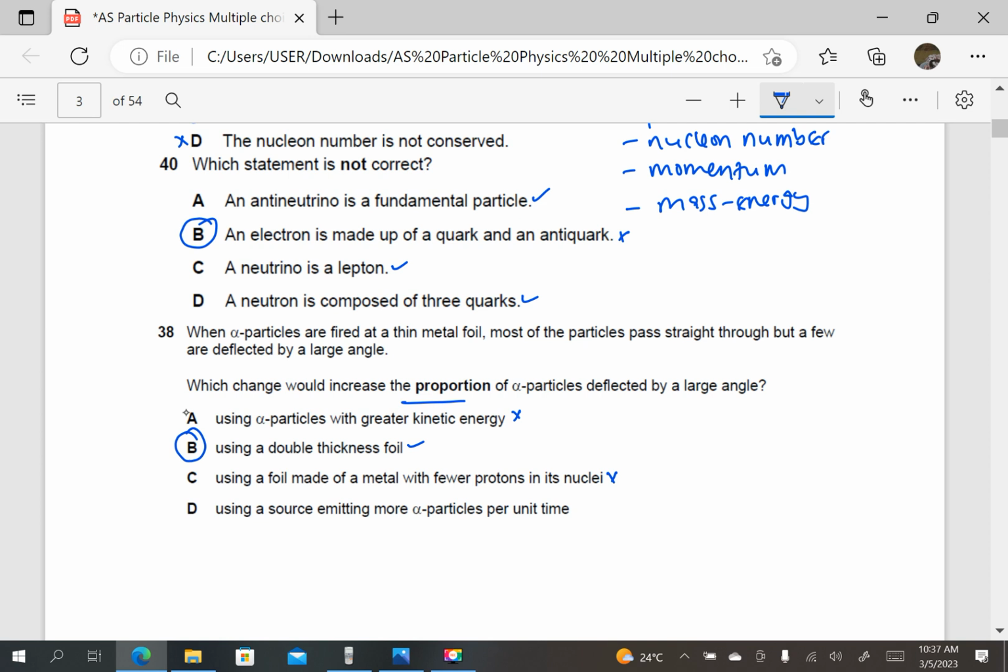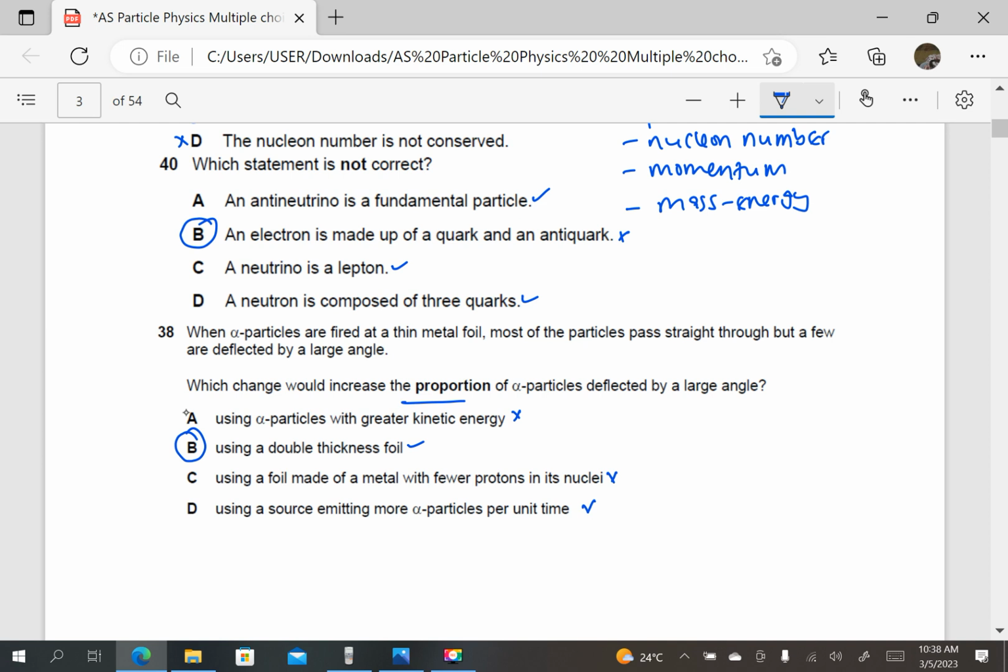Using a source emitting more alpha particles per unit time. This one does not increase the deflection as long as they have the same energy and we have the same nuclei with the same atoms in the metal foil. It means they will undergo the same deflection. So that will not affect the proportion of alpha particles deflected through large angles. If they have the same energy and the metal foil has the same nuclei, then they will undergo the same deflection.